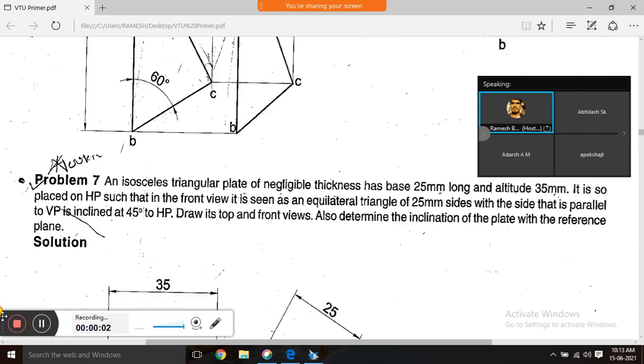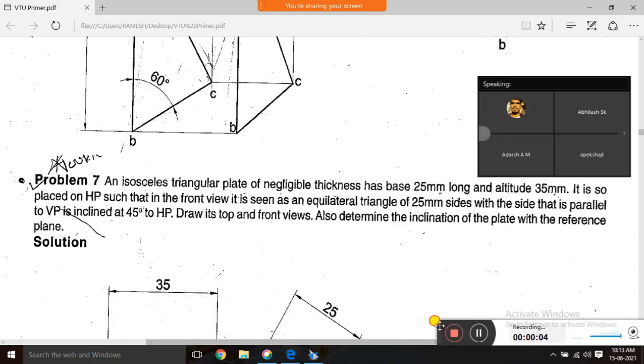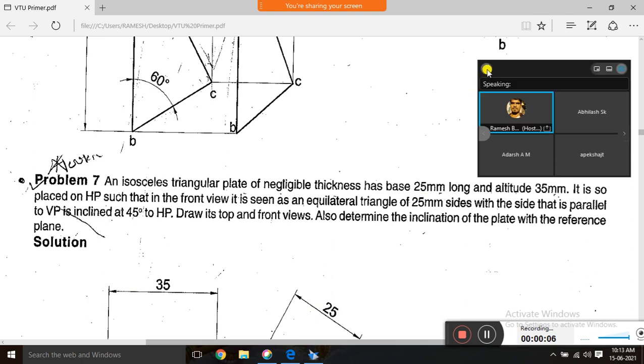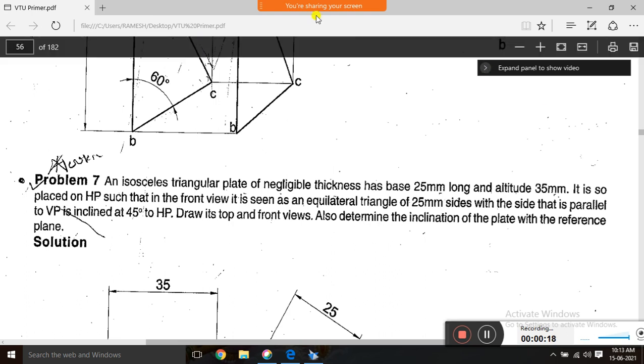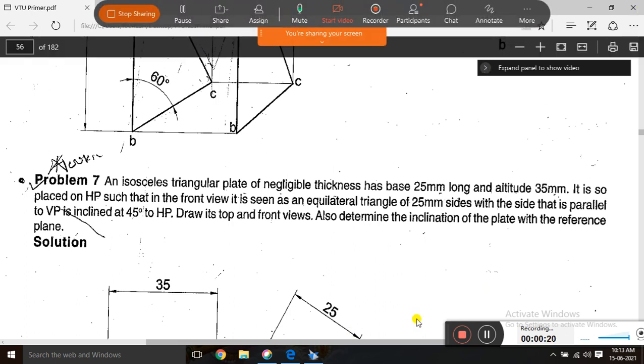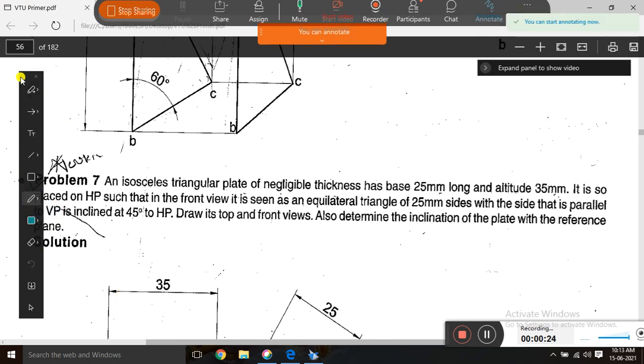Yes, this is the problem. Okay, here is an isosceles triangular plate of negligible thickness. It is an isosceles triangle of negligible thickness.